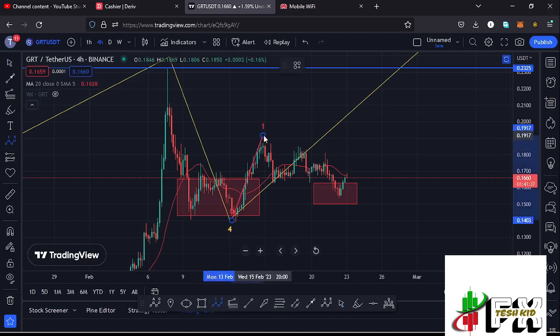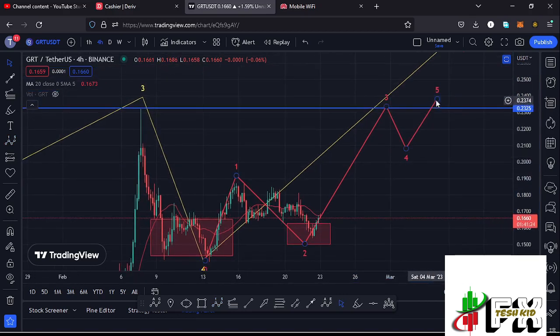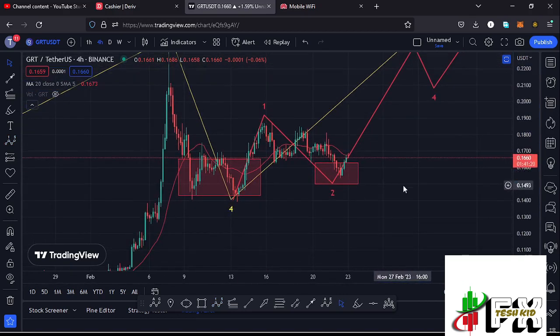And after seeing the high for that wave 1, we expected a corrective structure in the formation of that wave 2. And once the low for this second wave is in, then we can expect a bounce in the formation of that wave 3, then expect a wave 4, and then continue pushing even higher in the formation of that wave 5.